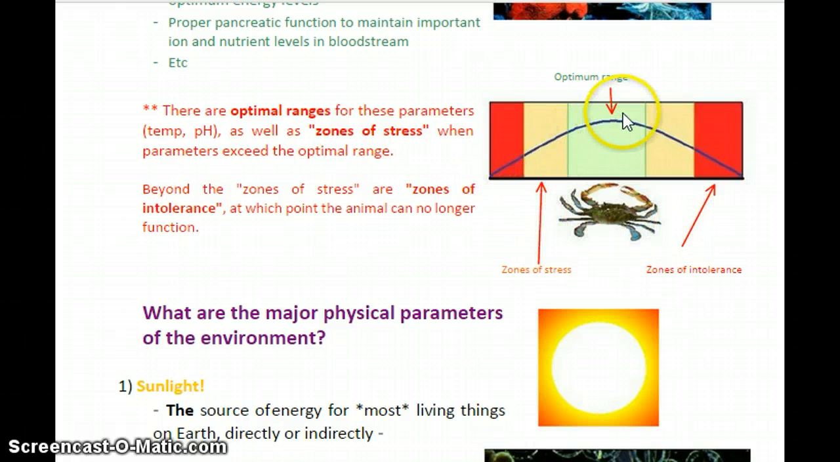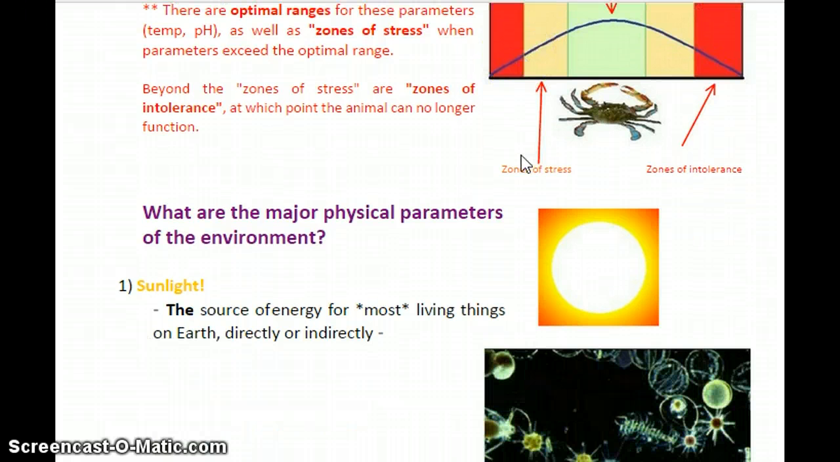And then you have what are called a zone of stress on either side. So let's say we get a little bit too warm. He's in the zone of stress. He's in the orange. He's a little uncomfortable. Zone of intolerance is where the organism could potentially die because the temperature is too hot or too cold. So that's just one example of temperature, but that just gives you a sense of what the optimum range means. It means the best range in which an organism can function, whether we're talking about temperature or salinity or pressure.